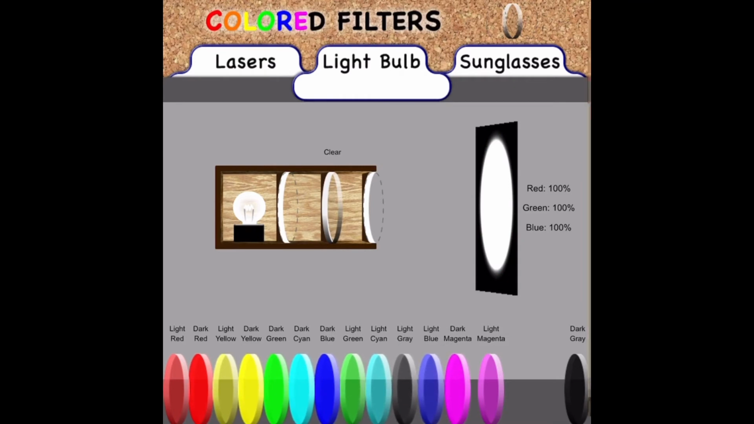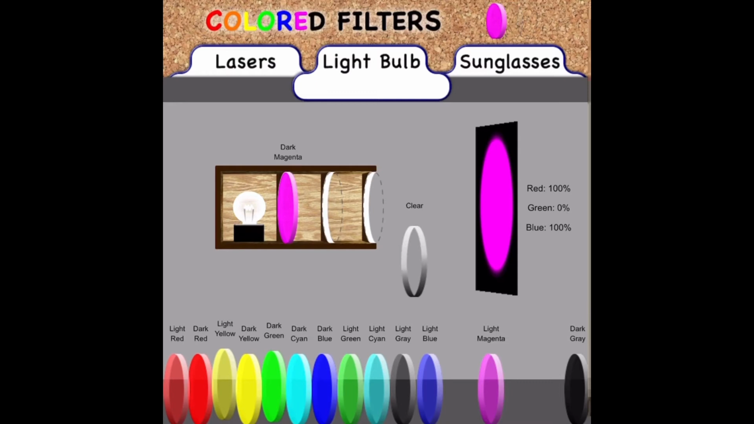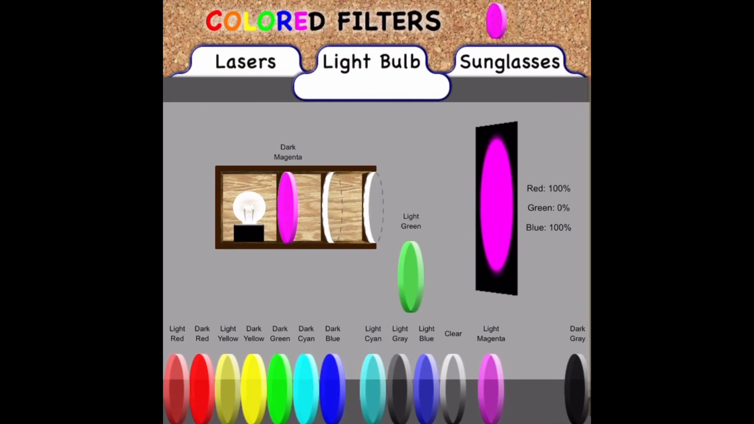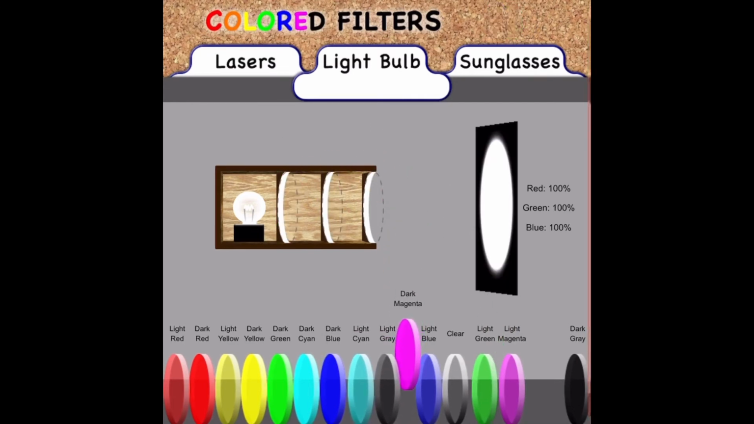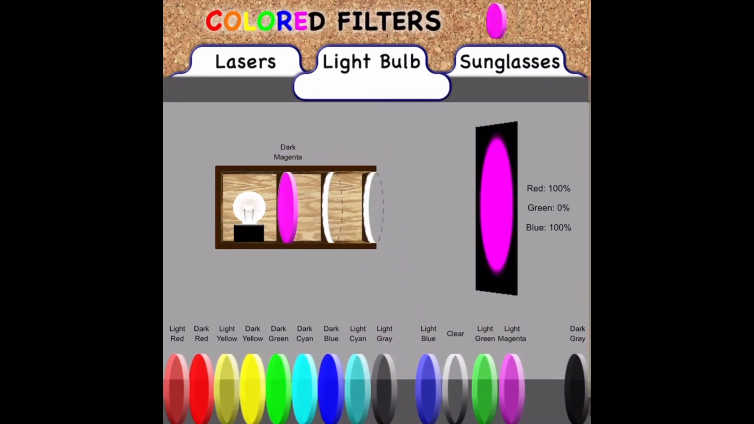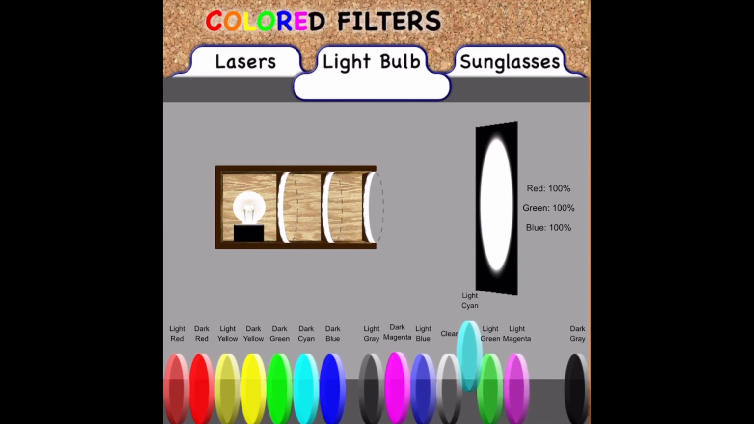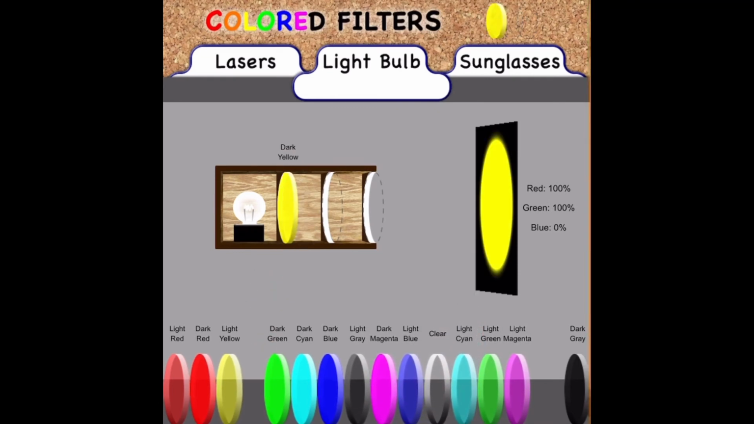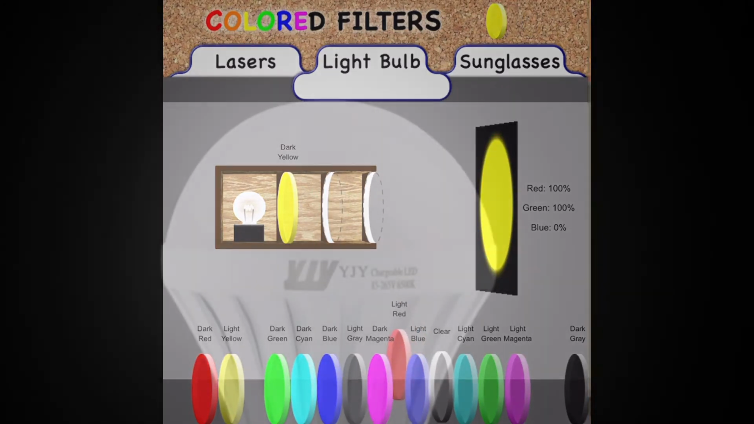Then dark magenta and light green will give you deep violet. 50-0-50. Red is 50, green is 0 and blue is 50. Then dark magenta and light cyan will give you a lavender color. Then you can see that dark yellow and light red will give you orange color, in which red is 100, green is 50 and blue is 0.